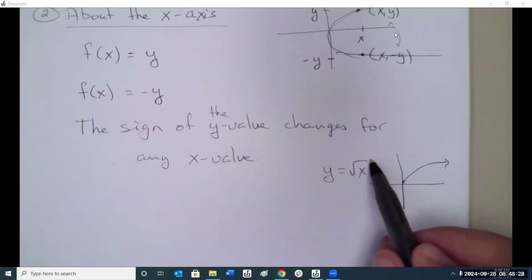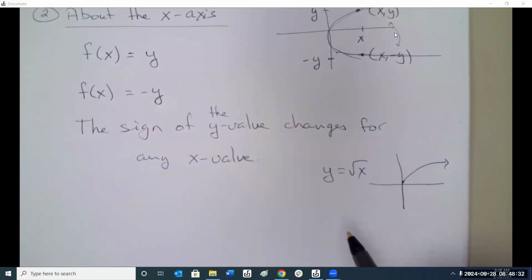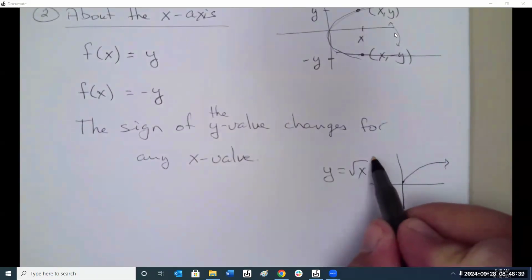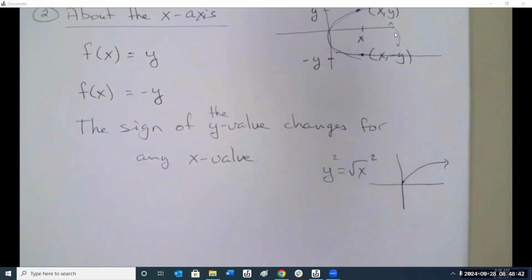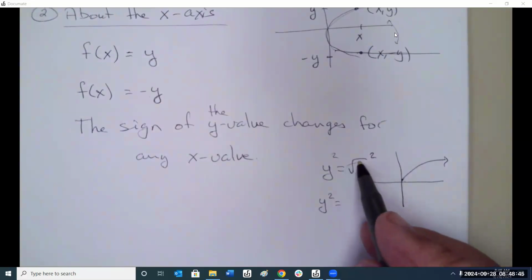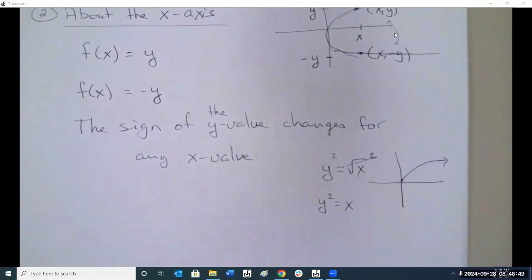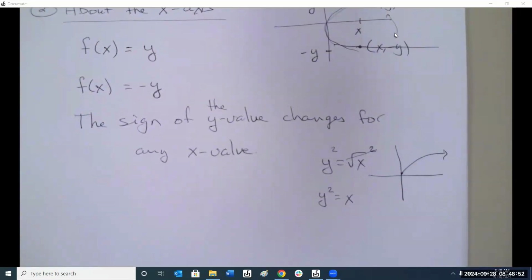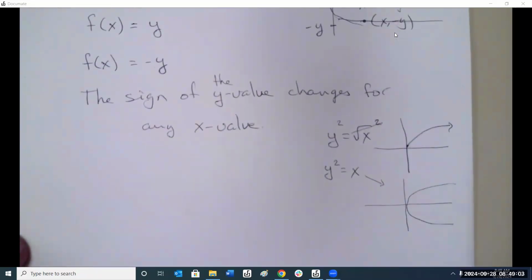Later on, we'll learn to get rid of a square root. What do I do? Good thought to know. If I square both sides, the square and the square root cancel. This function looks like that, or that equation looks like this, and this equation looks like that. Why do we not put the whole thing there? Because it's not a function.